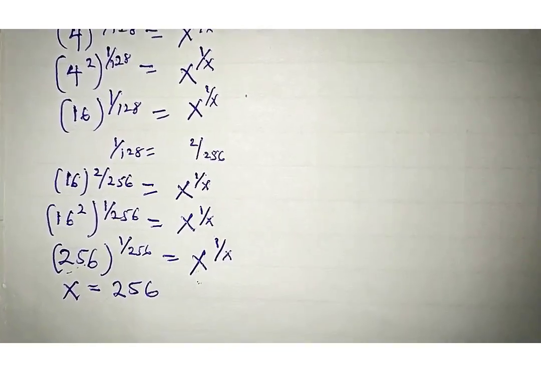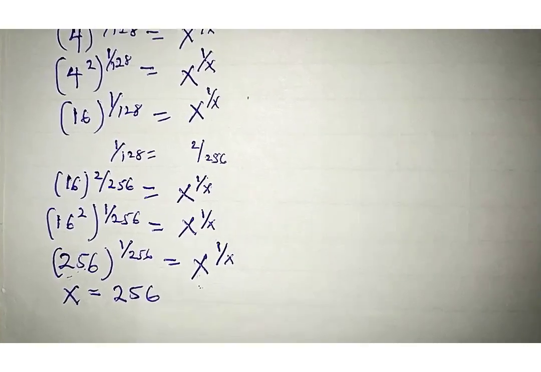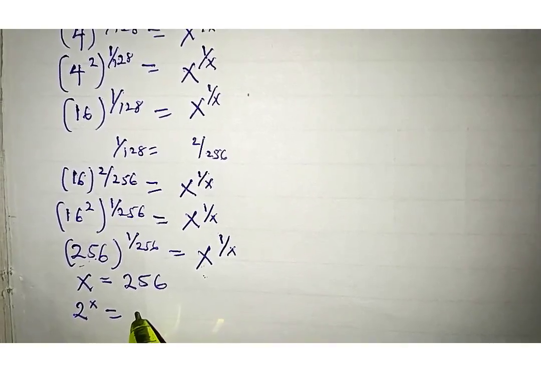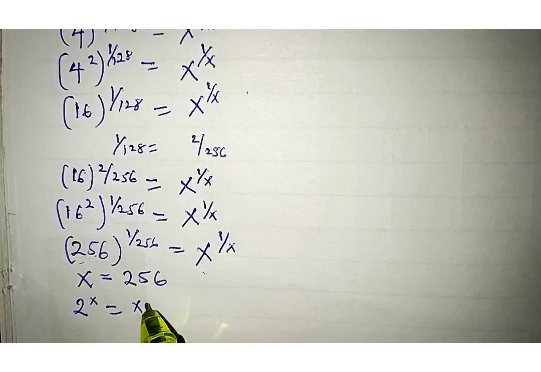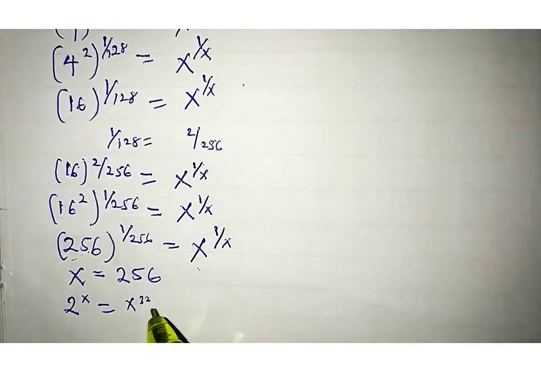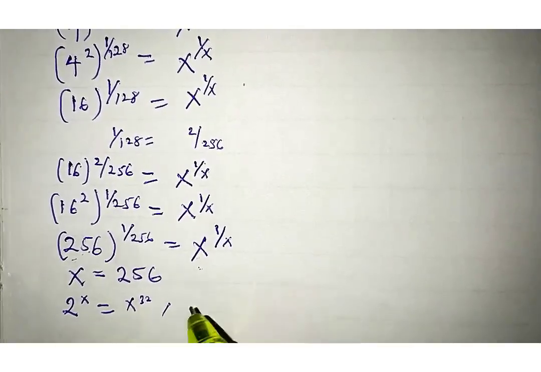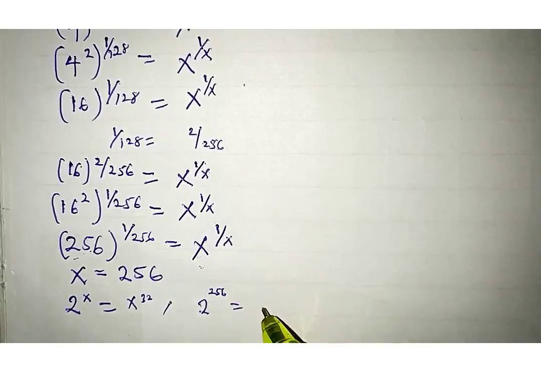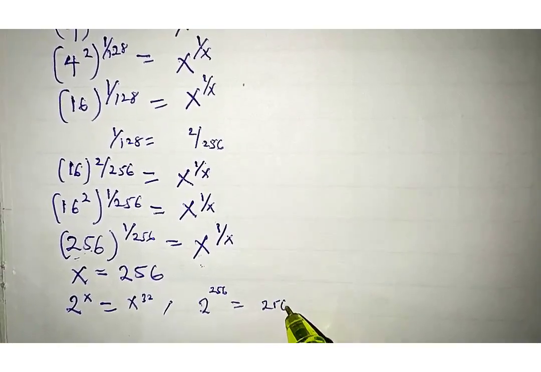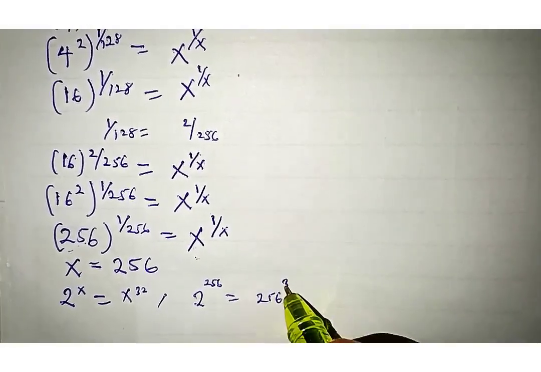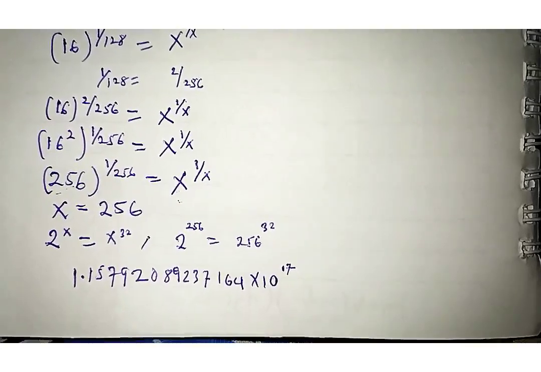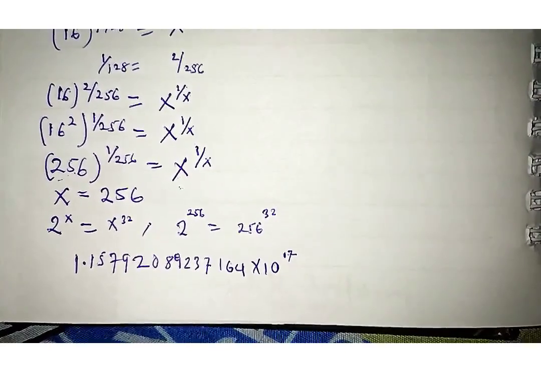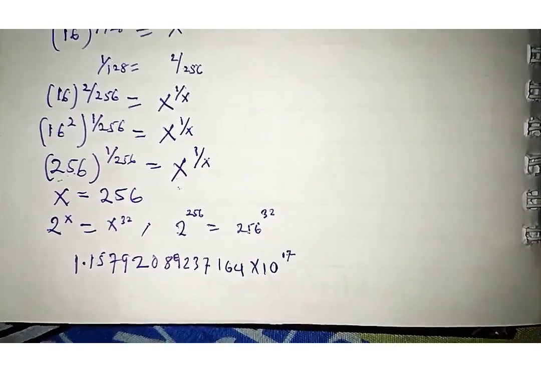Now let us prove that this is really equal to 256. The original equation here is 2 to the x power is equal to 8 to the x to the 32 power. Now let's plug in our value here, which is 2 to the power of 256 is equal to 256 to the power of 32. So if you punch your calculator very well, your left hand side is going to be this long number I have given here, and if you try it with your right hand side, it's going to give you the same number.